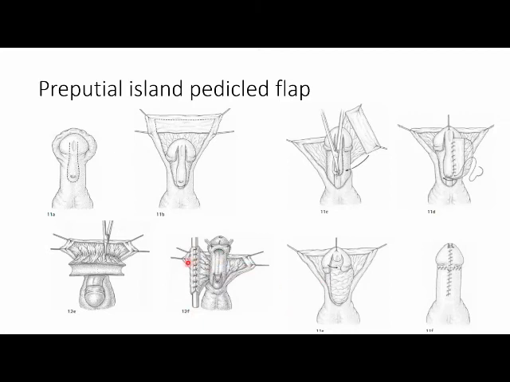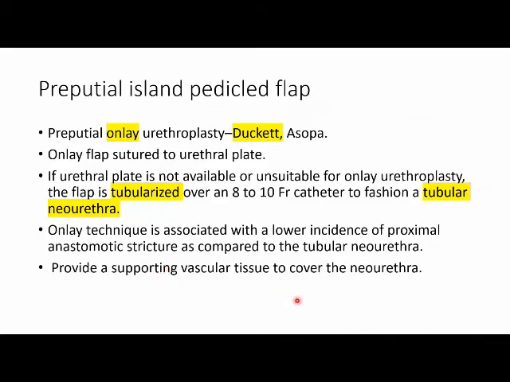And this repair you will have to cover or supplement with a vascularized pedicle, so that vascularity will be more, which can always be supplemented by the flap, followed by skin approximation. The complications, if you consider, usually the onlay technique is associated with a lower incidence of proximal anastomotic stricture as compared to the tubular neourethra. So onlay is better than tubular neourethra in this aspect, and it also provides supporting vascular tissue to cover the neourethra.